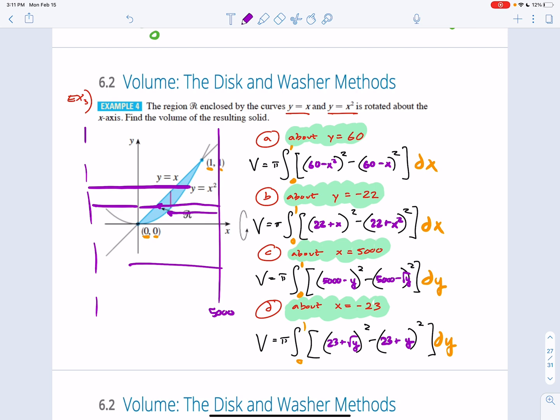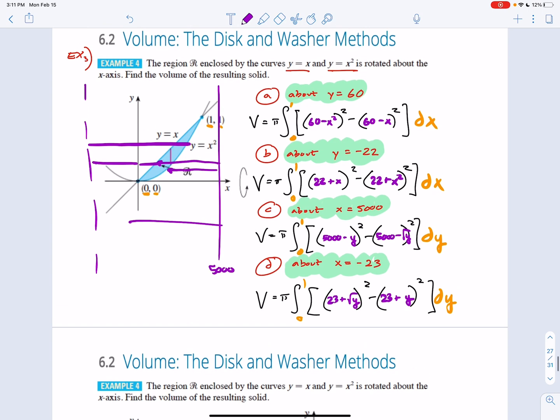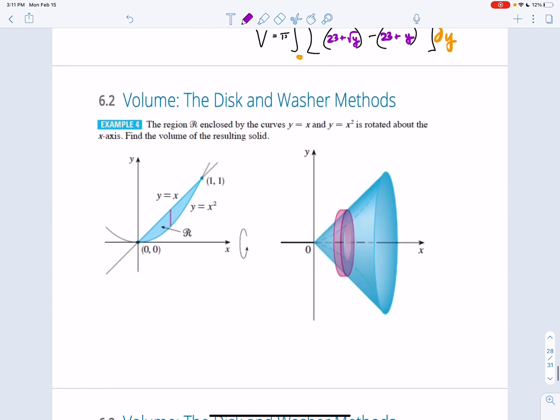Disc and washer. Big takeaway before I end this video: perpendicular. Don't forget that. The axis of revolution has to be perpendicular to the rectangle. The rectangle tells you if you're integrating with x or y, okay? Vertical rectangles are dx, horizontal rectangles are dy. The rest, I hope that you guys can figure out logically rather than memorizing how problems work. Okay? I'm going to stop talking.